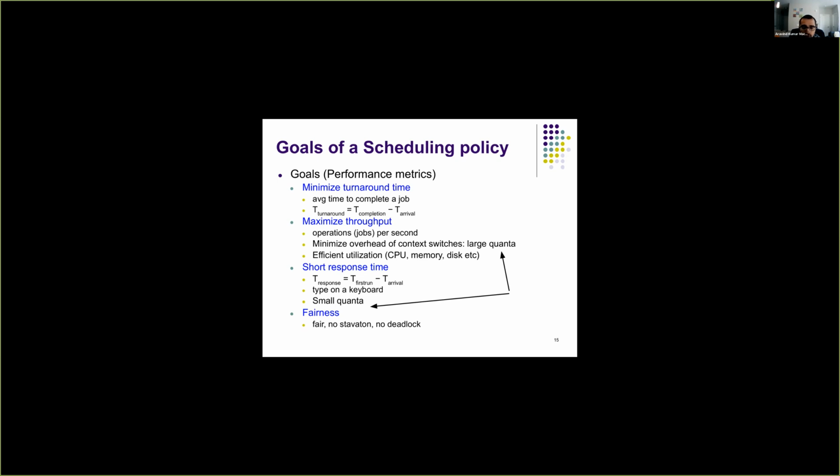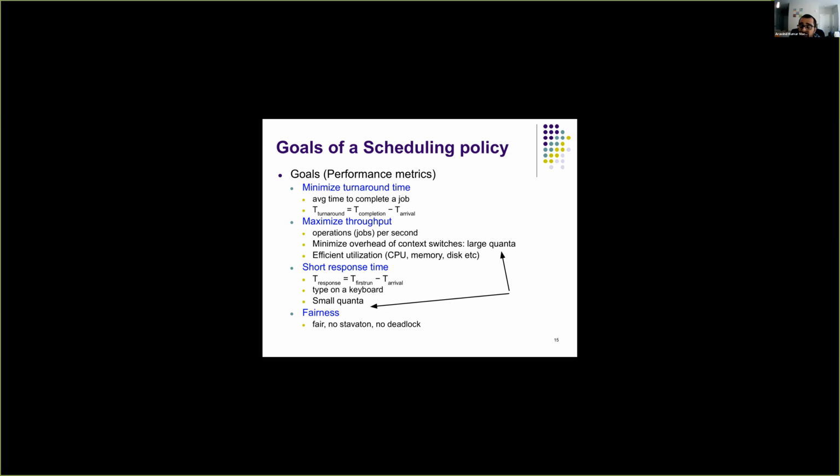The second goal is to maximize throughput. That means the number of jobs that get completed per second should be maximum. Basically, we should make use of the CPU efficiently. We should never use the CPU to do something that is not needed by a process. That is what throughput means.